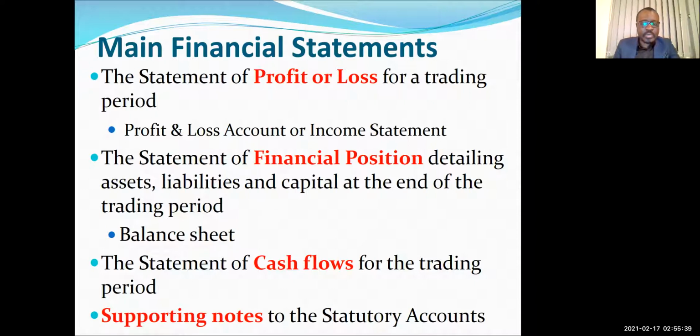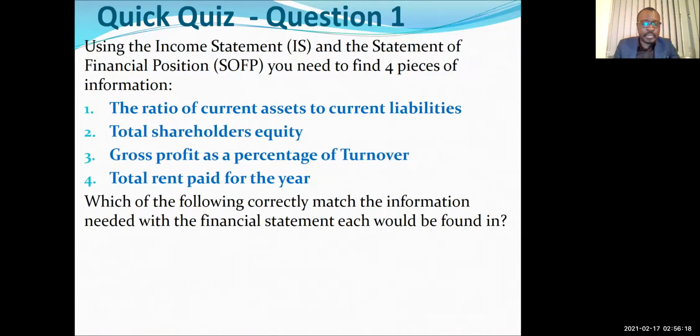So it normally will try to detail out the assets, the liabilities, and then the capital at the end of the trading period. Then we have the statement of cash flows, which looks at the cash we receive and the cash we disburse. And this one deals with typical liquidity, okay? There is also one more statement which has to do with changes in equity, but of course, it will fit into the balance sheet. So we normally want to classify it as part of the statement of financial position. And all financial statements will usually come with supporting notes to the accounts, which is required.